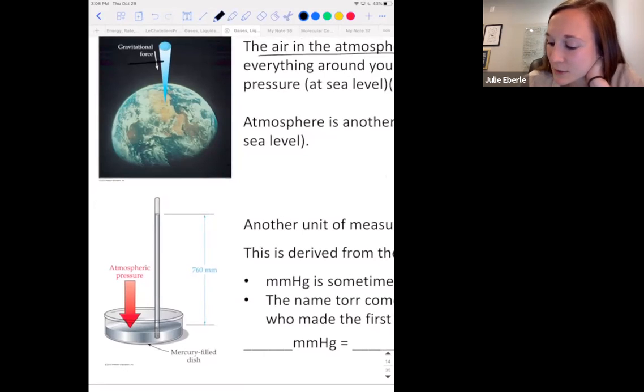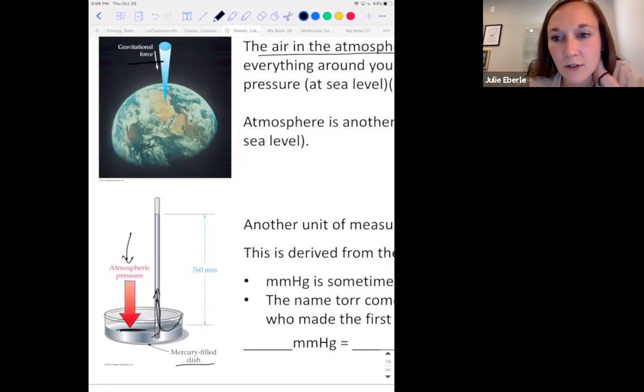So in this Petri dish, we have mercury in it, and they take the amount of atmospheric pressure that is pushing down on the mercury in the dish, and it is forcing the mercury up into this little column that they have inserted into the dish. Now, why am I telling you this? All I'm trying to show you is how they came up with another unit for pressure. They found that 1 ATM of pressure forced that mercury up into the column a height of 760 millimeters.